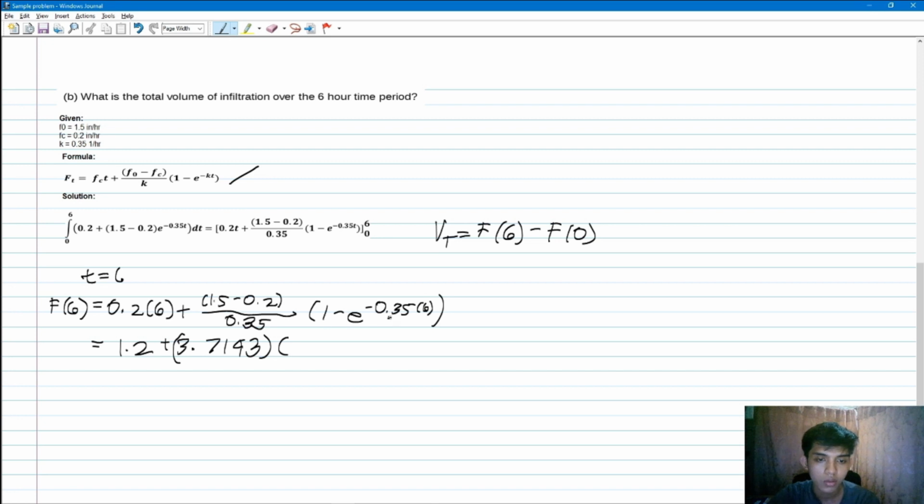multiplied by 1 minus e raised to negative 0.35 times 6, which is equal to e raised to negative 2.1. Then when we add this and multiply this one, we will get the value of F when t is equal to 6, equal to 4.46 inches. So F of 6 is equal to this one.